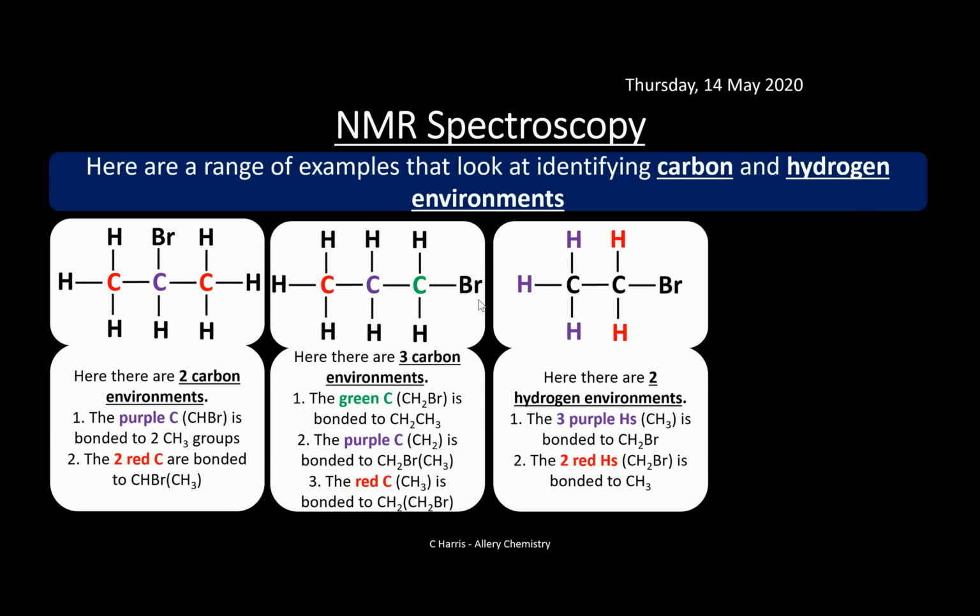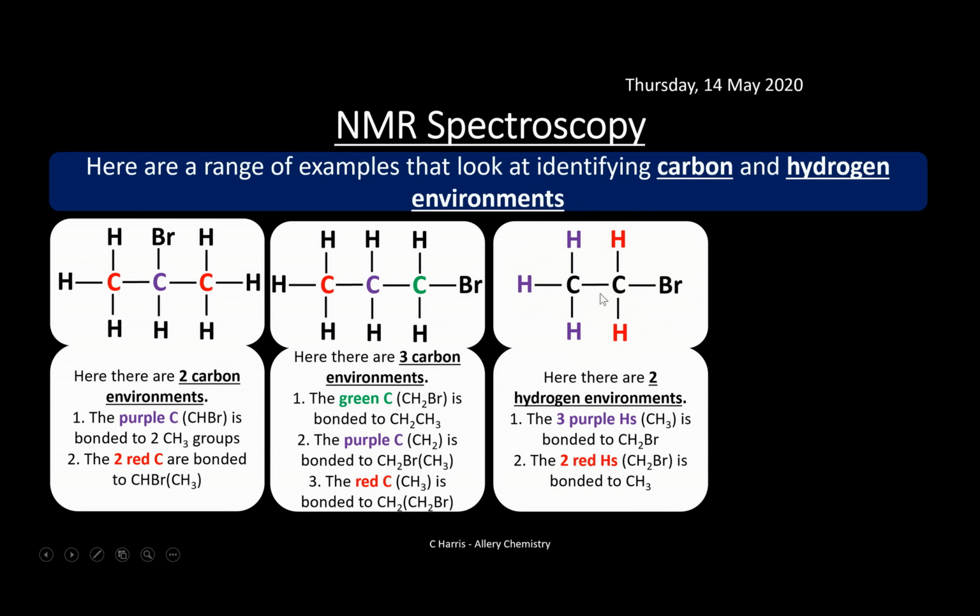Okay, let's have a look at this one. So this time we're going to look at hydrogen environments, because we need to know about hydrogen environments as well. So this time we've color-coded the hydrogens. So you can see here we've got these hydrogens. So there's two hydrogens here. So these are bonded to a carbon with a Br, okay, and they're bonded to a CH3. And these purple ones here are a different environment because they're bonded to a CH2 and a Br. Okay, so they're both in separate environments.